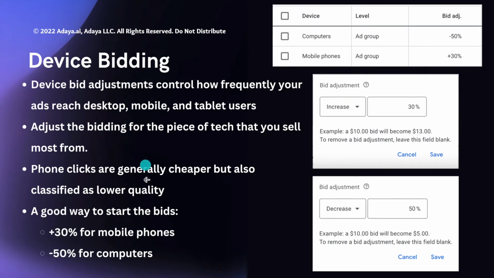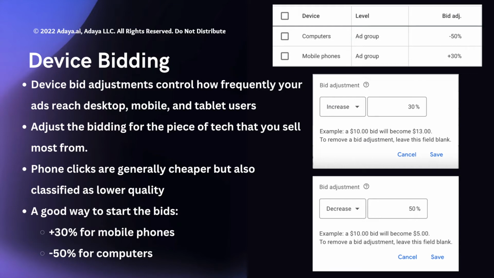So, real quick, this is just a rundown on device bidding. Once you have all your campaigns launched, you're going to want to adjust the device bids because this is very important, and you know your business the best. What do people buy from the most? Is it phones? Is it computers? Just from my experience, phone clicks are generally cheaper, but also classified as lower quality, right? You'll get more of them. That doesn't necessarily mean that they'll be that much better. In my experience, if you're shopping on a computer, you're a much more serious buyer. You're already looking to buy, versus on your phone, you're probably just browsing through.